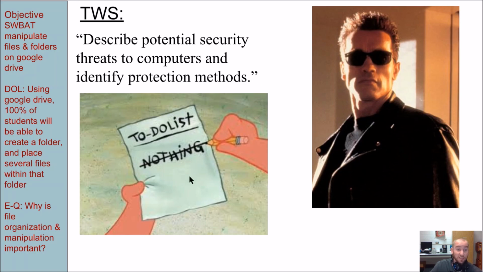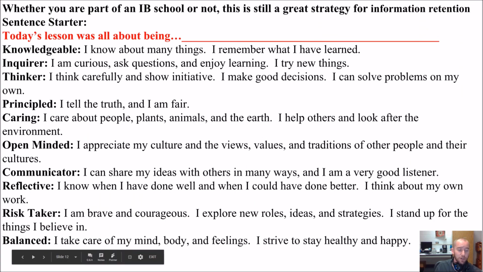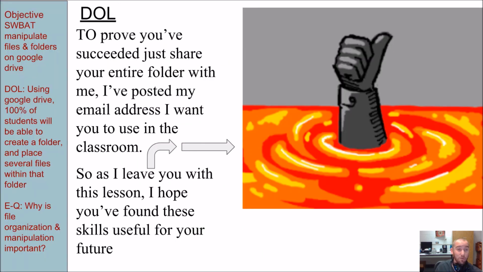And what's left for us to do today? Nothing. Here's our optional connection I like to make at the end. So think of today's lesson and connect it to one of these IB attributes. And just make sure you did that last part where I say to prove you've succeeded, share the entire folder with me. Then I could click through it and see that you have the right hierarchy going on. You have the right folders within the folders in a few of those documents.